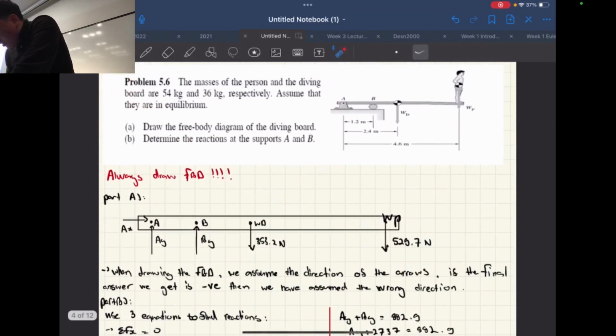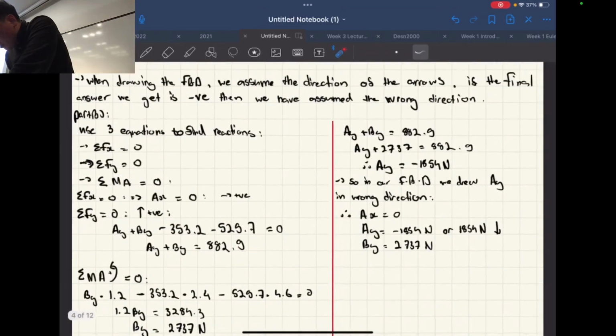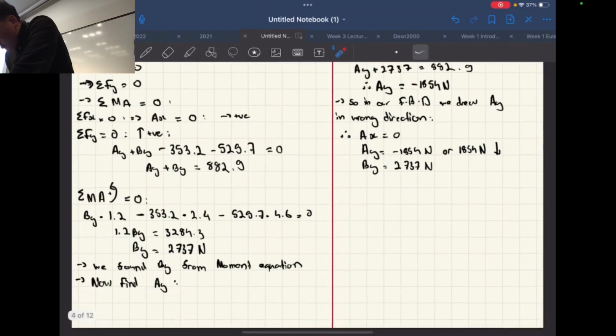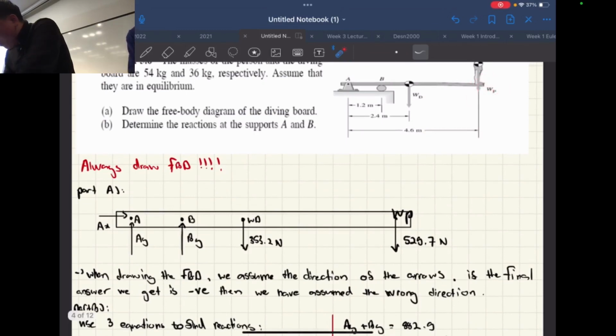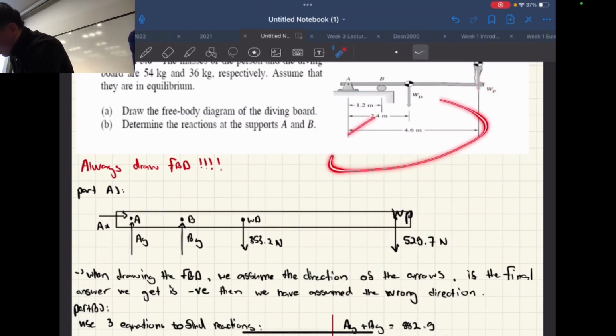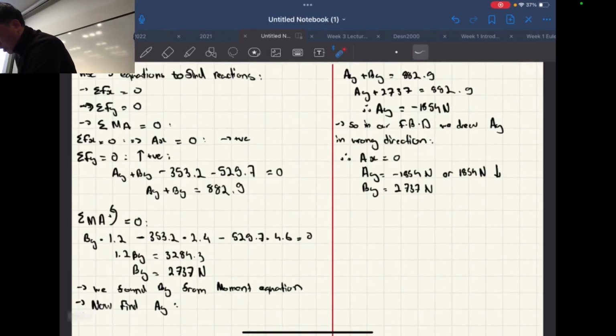Then we go to the weight of the diving board, which is acting down like this. That would cause a clockwise moment from joint A, so that would be negative, hence the negative sign there, times 1.4. And same for the weight force of the person there: 529.7 times 4.6, and then equal to 0. So 1.2 By equals this value, and divide that out. By equals 2,737 Newtons. We solved By, and now find Ay.